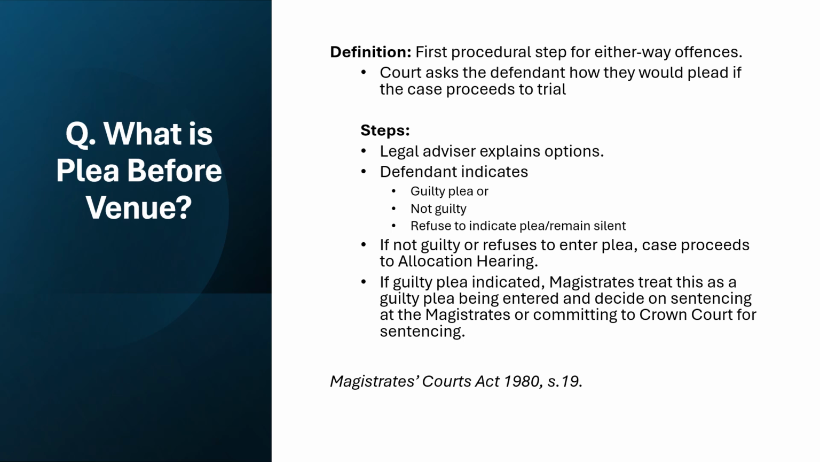If it's a not guilty plea or refusal to enter a plea, the case proceeds to an allocation hearing. If a guilty plea is indicated, magistrates treat this as a guilty plea being entered and decide on sentencing at the magistrates' court or committing to the Crown Court for sentencing. And check out section 19.